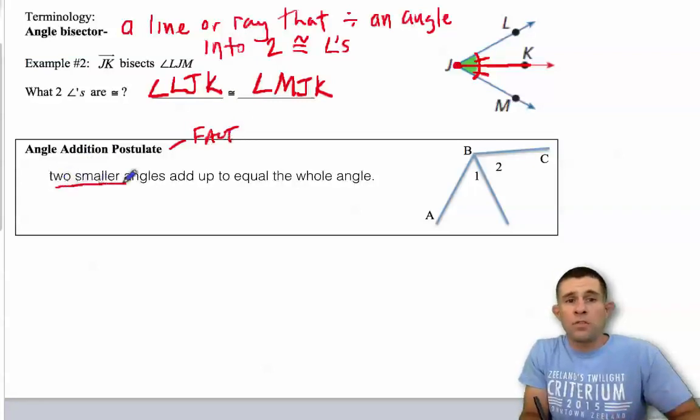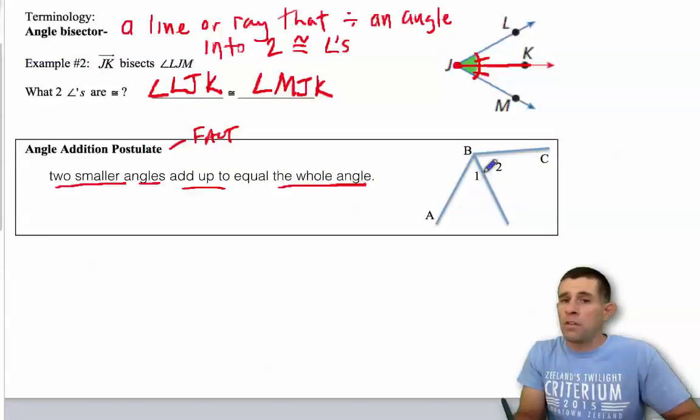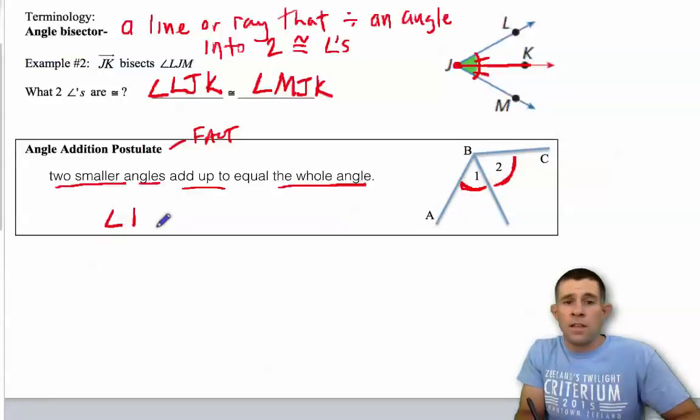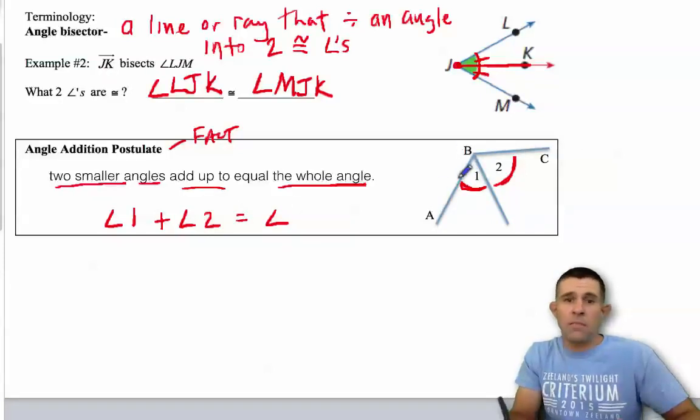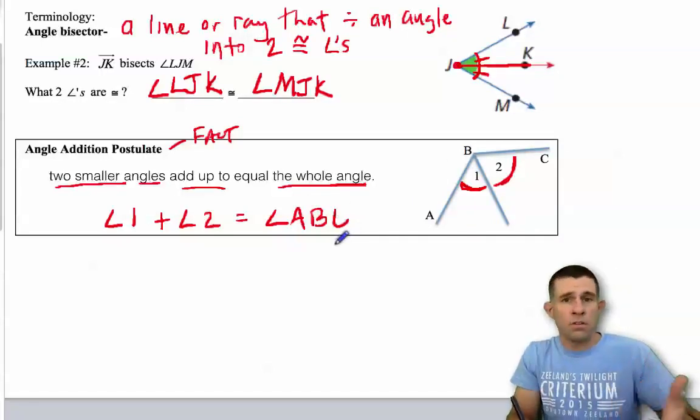Whenever we have two smaller angles, those will add up to equal the whole angle. So in this example here, we see that we have these two smaller angles, angle 1 and angle 2. I can say that angle 1 plus angle 2 must equal angle B in this case, or angle ABC. The two smaller angles add up to equal the larger angle.